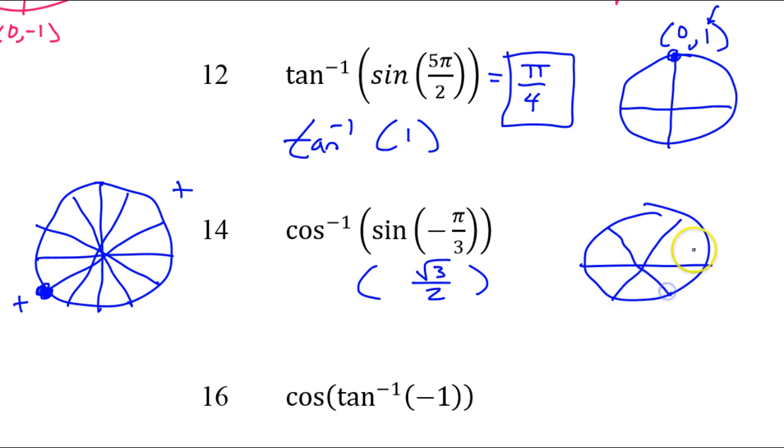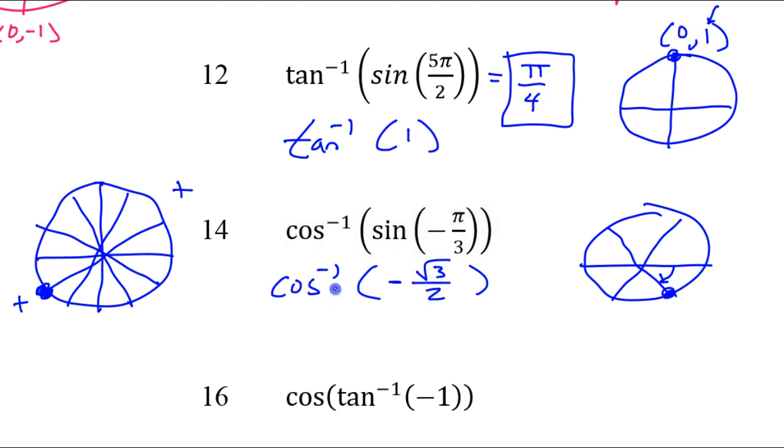All right, this is a diagram of pi over 3's. Negative pi over 3 would be right here. Sine, being a y value, is negative below the x-axis, so this should be negative. So now I've got the inverse cosine of negative radical 3 over 2.